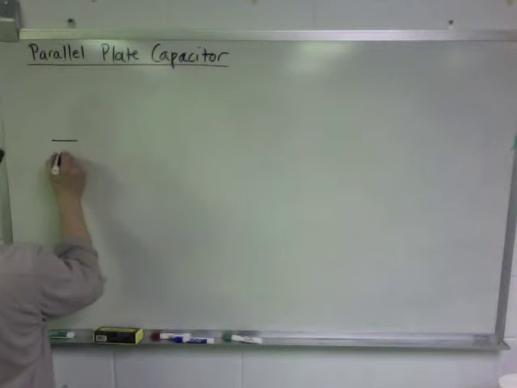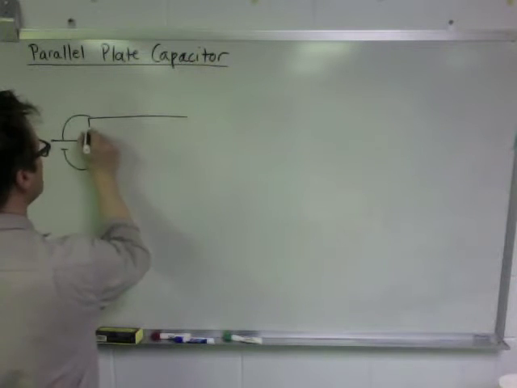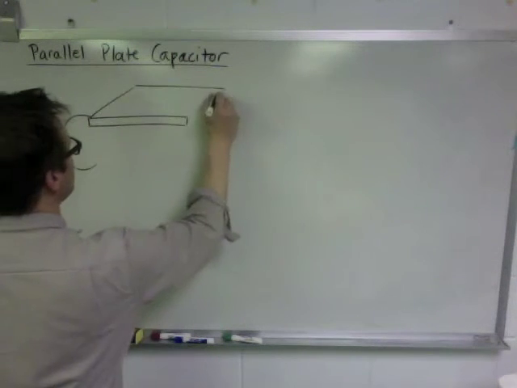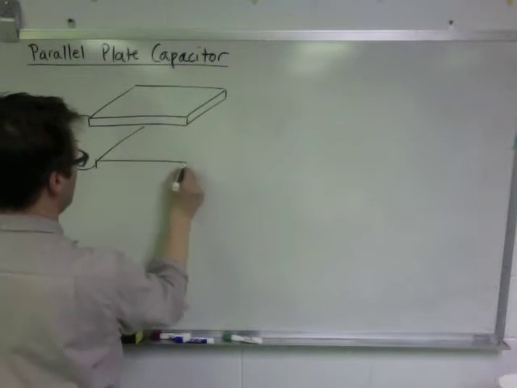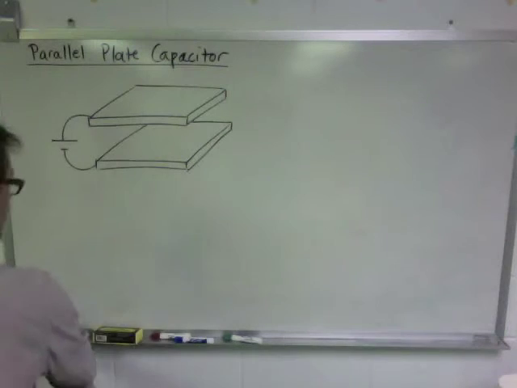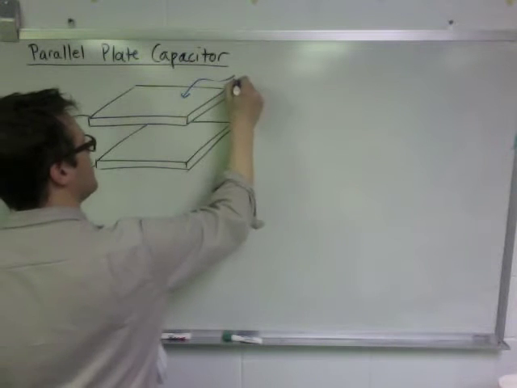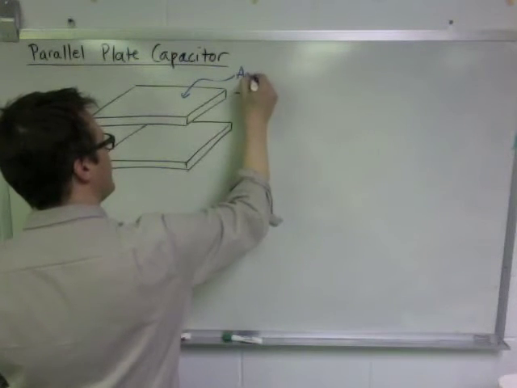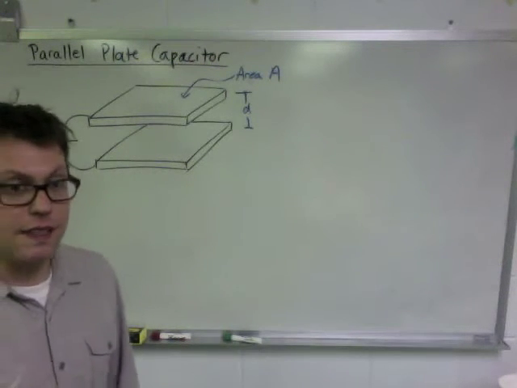Let's say I have a battery. So here's my battery. And I have wires coming from my battery, and I'm connecting them to a couple of really big plates. So here are the plates of my capacitor. Okay. Let's say that they are a certain distance d apart, and each plate has an area A. Okay? And let's say that this battery maintains a fixed potential difference, call it V.